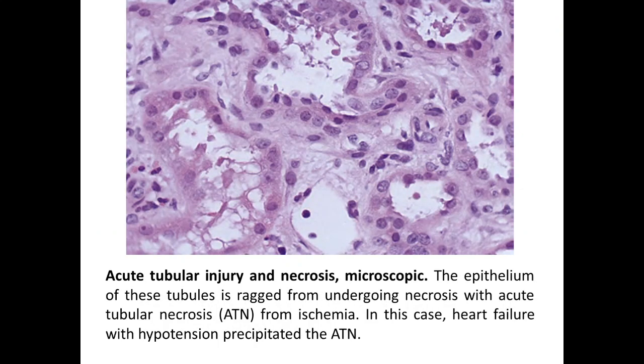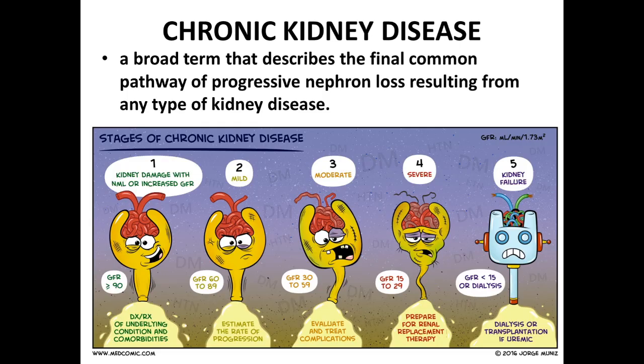Acute tubular injury and necrosis look like damage of the epithelium of tubules, which ranges from undergoing necrosis with acute tubular necrosis from ischemia. In this case, heart failure with hypotension precipitated the acute tubular necrosis.